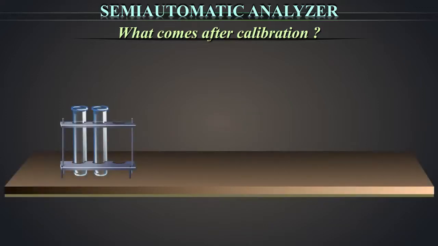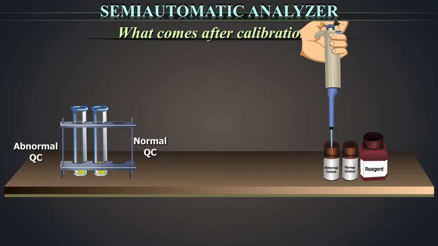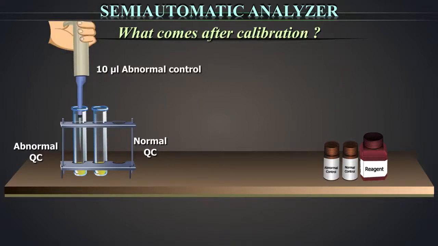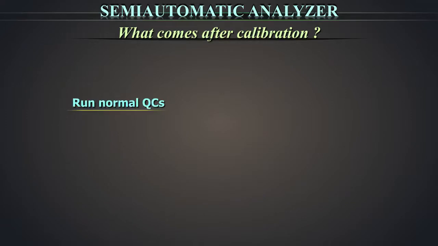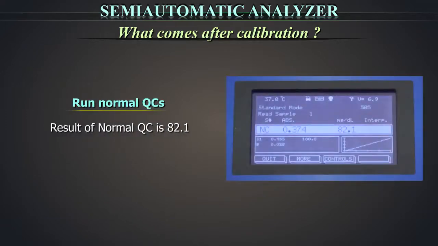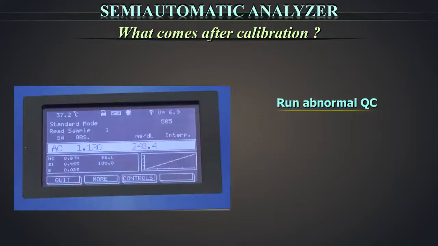Prepare the control tubes. Take 2 test tubes labeled as normal and abnormal QC. Add 1 ml of reagent to both and 10 microliters of normal control and 10 microliters of abnormal control to the respective tubes. Run the QCs. The result of the normal QC is 82.1, which is within the specified range of 78.1 to 105.7 milligrams per deciliter. Document the result.